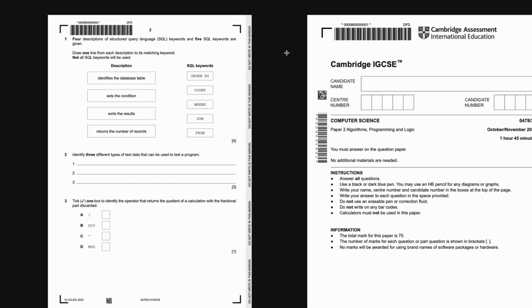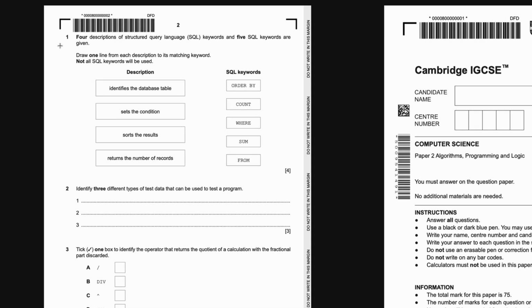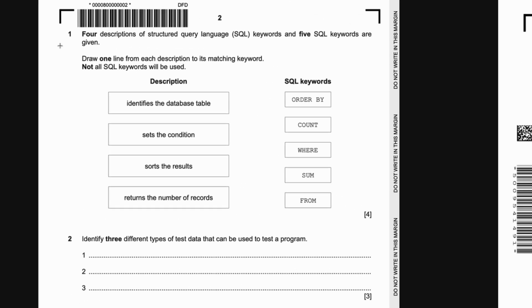IGCSE Cambridge O-Level Computer Science, Paper 2 for session October-November 2025. Question 1. 4 descriptions of structured query language SQL keywords and 5 SQL keywords are given. Draw one line from each description to its matching keyword. Not all SQL keywords will be used.